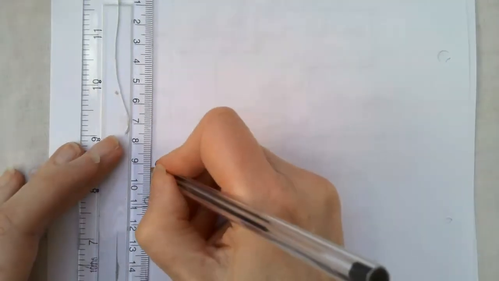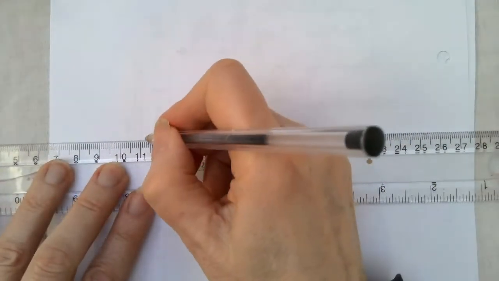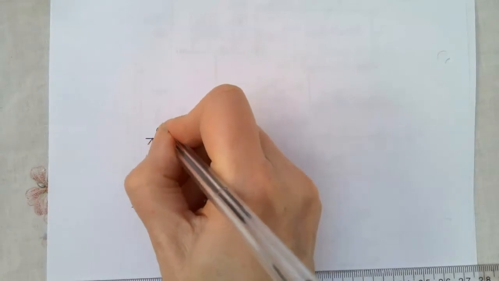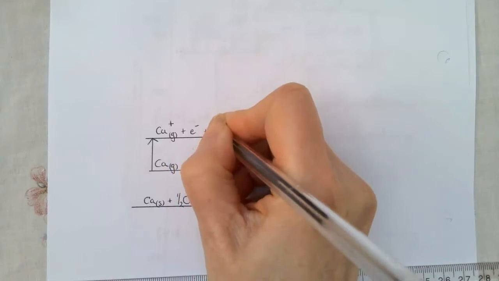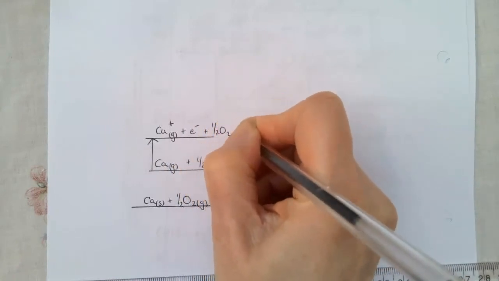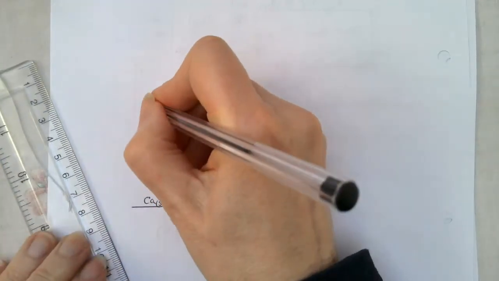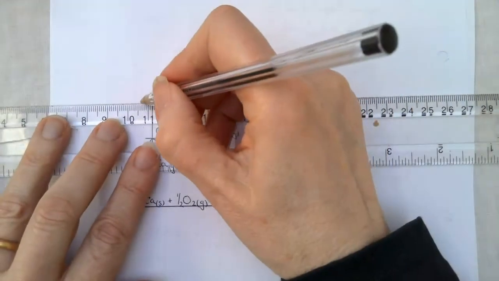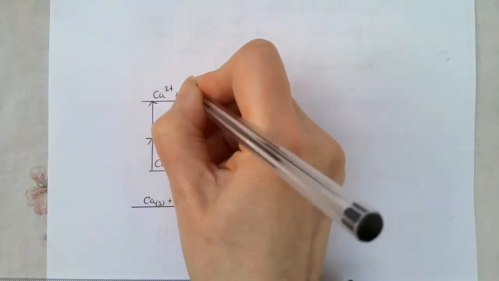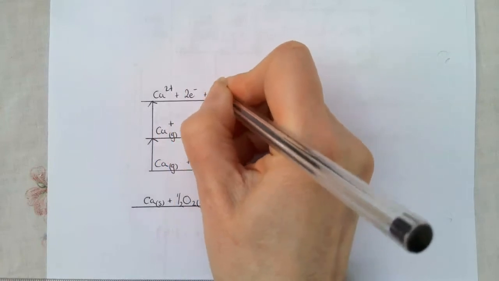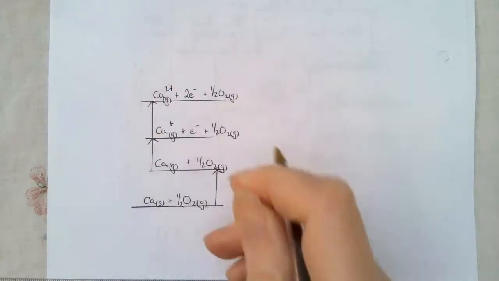And then I'm going to take that, and I'm going to do my first ionization energy of calcium. So I get Ca plus. I've lost 1 electron, still got my half O2 gas there. Then I'm going to do my second ionization energy of calcium. Now I've got Ca2 plus, plus 2 electrons, plus still my half O2 gas. That should be gas there as well.